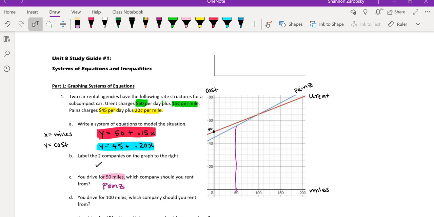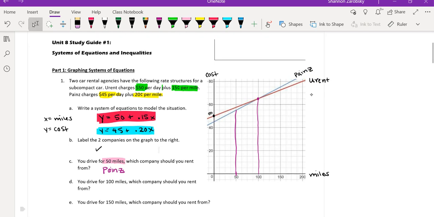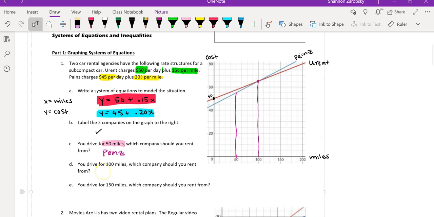Now, if I drive for 100 miles, let's take a look. I go over here, I trace up. Well, 100 is the point of intersection. That means the 2 companies are the same. So for 100 miles, it doesn't matter which one. Rent from either company because the costs are equal.